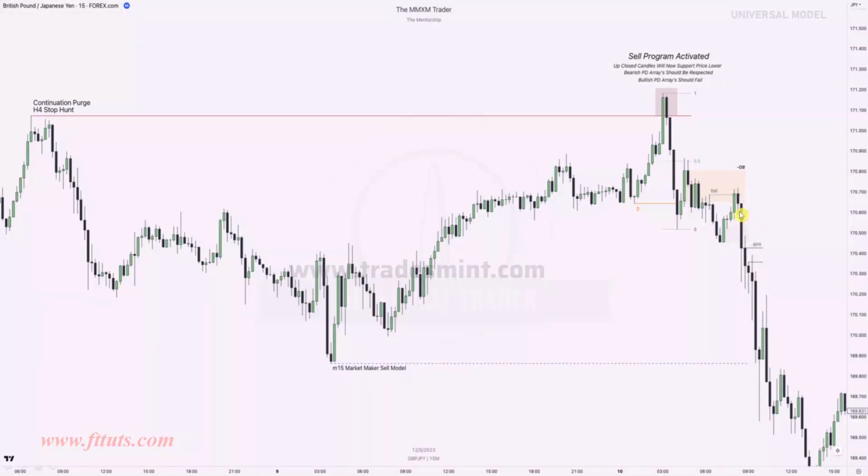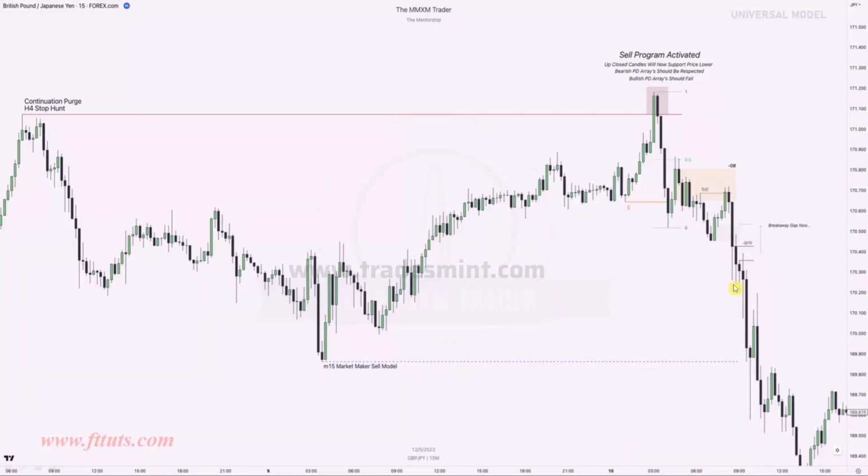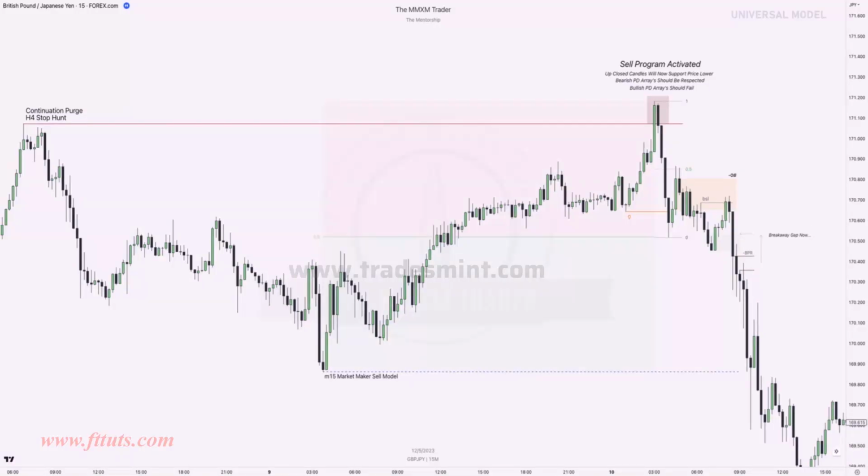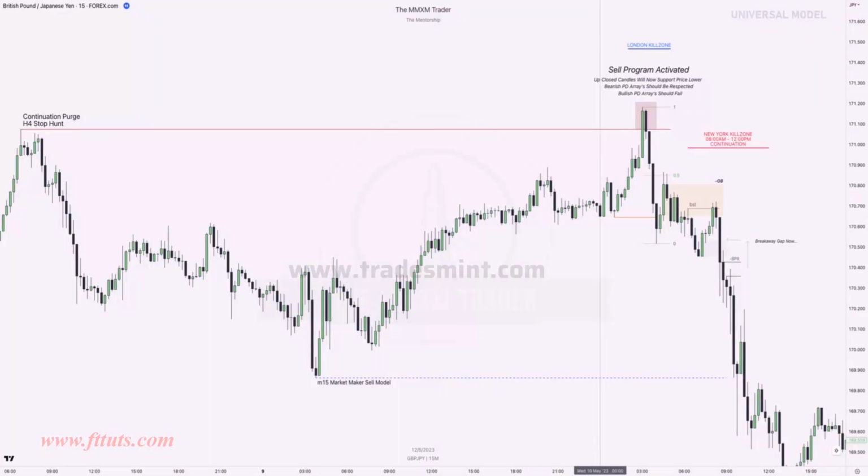And then we form a BPR over here. So what do we have above that BPR? Breakaway gap, right? Because now we know that PD array, that redelivered, rebalanced PD array over here, make sure we don't have any more price action coming up in here, thus leaving a breakaway gap. Now, can you spot that silver bullet? Premium and discount again, and then in the right time frame, right?